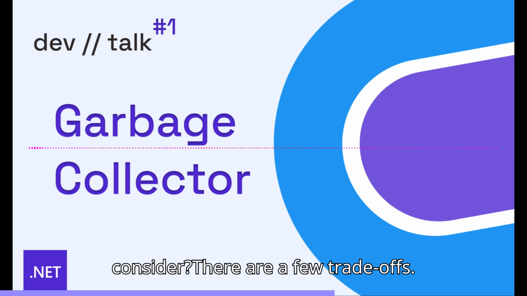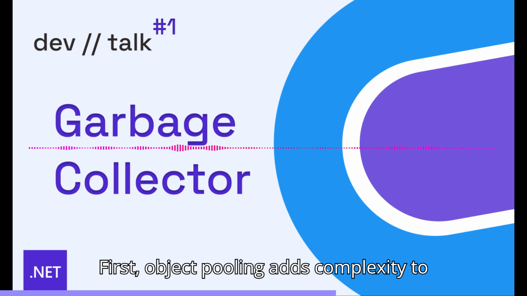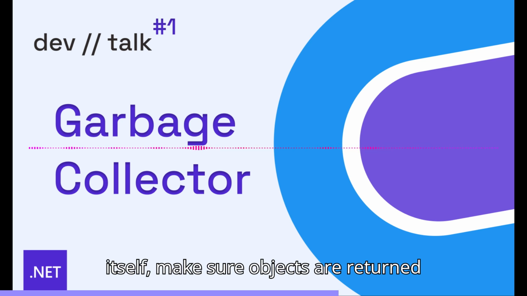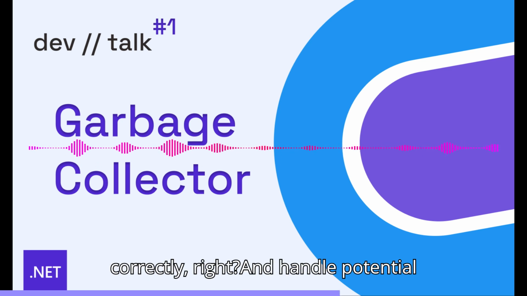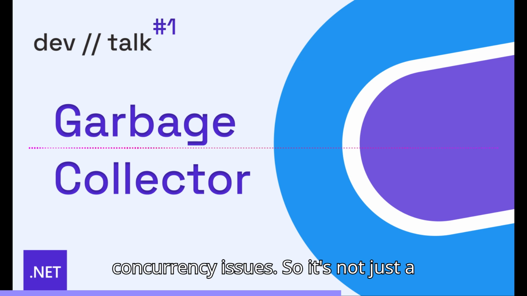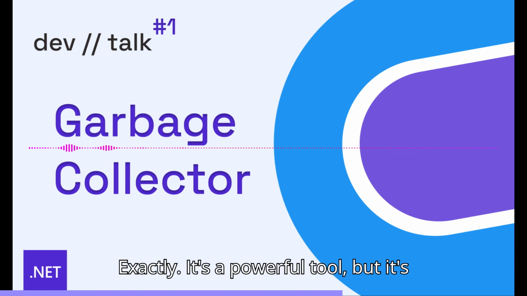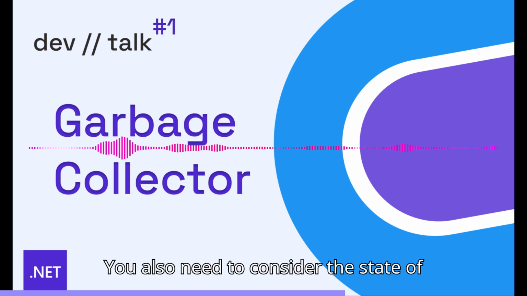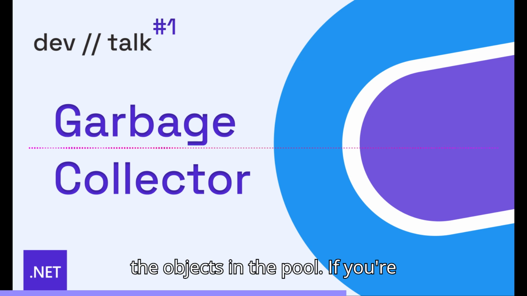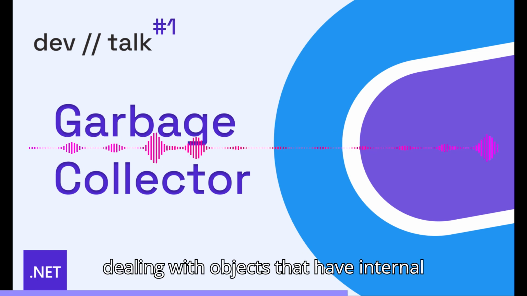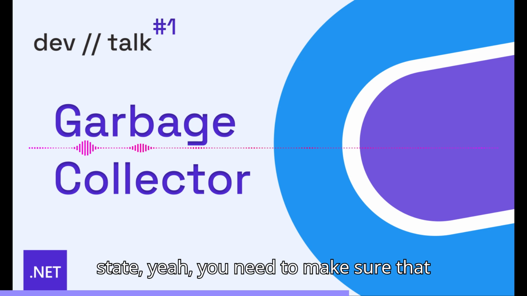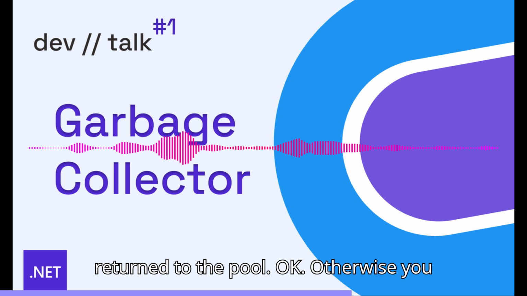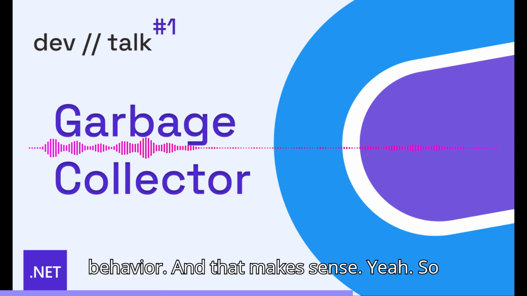There are a few trade-offs. First, object pooling adds complexity to your code. You need to manage the pool itself, make sure objects are returned correctly, and handle potential concurrency issues. So it's not just a magic bullet for every situation. Exactly. It's a powerful tool, but it's important to use it strategically. You also need to consider the state of the objects in the pool. If you're dealing with objects that have internal state, you need to make sure that state is reset before the object is returned to the pool. Otherwise, you could end up with some unexpected behavior. That makes sense.